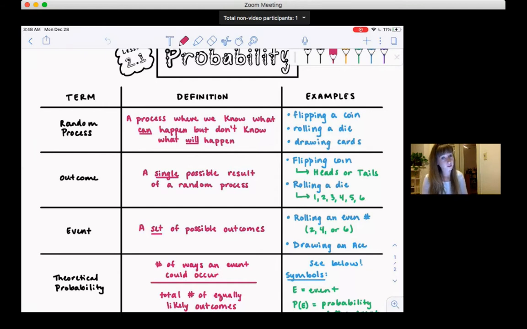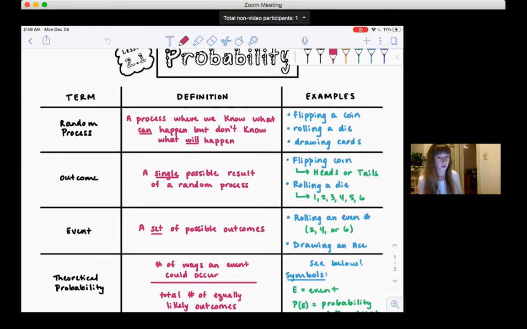It could be like flipping a coin. We know the outcomes are heads or tails, but we don't know which one it's going to be. Rolling a die or drawing cards from a deck. Lots of different random processes. Those are just simple ones. I've already used this word, but an outcome of a random process is just a single possible result. So if you flip a coin, an outcome would be heads or tails. Rolling a die, an outcome would be 1, 2, 3, 4. It's just the number that you roll. That's the outcome.